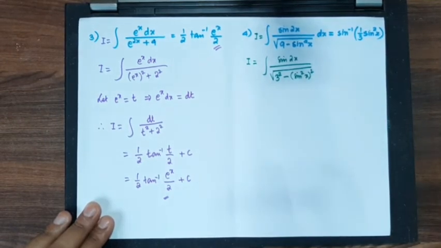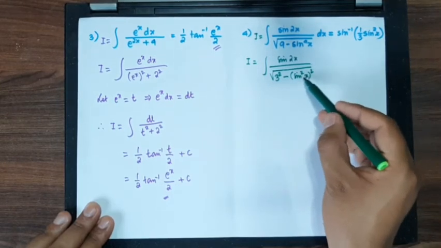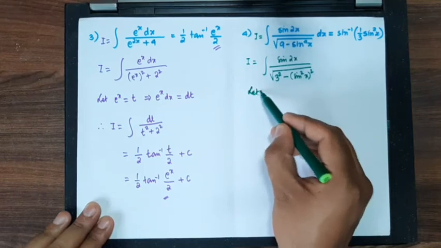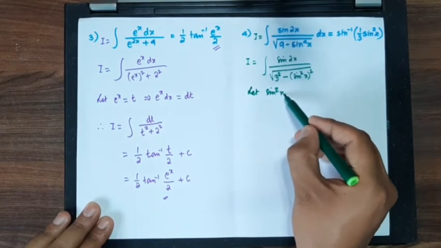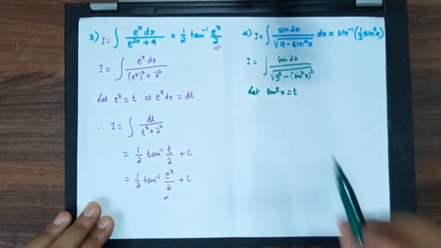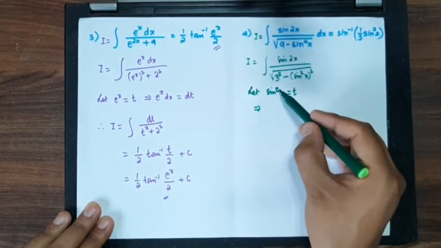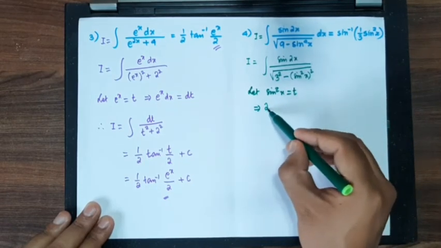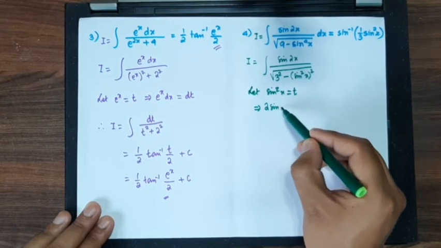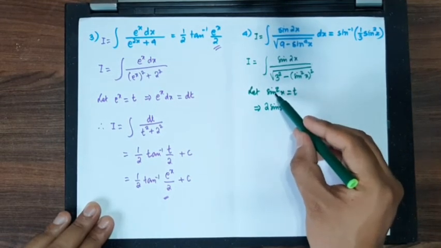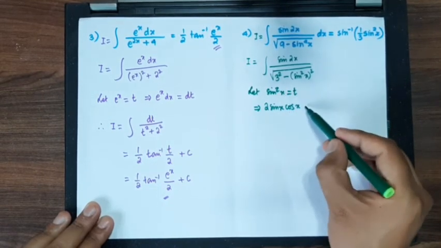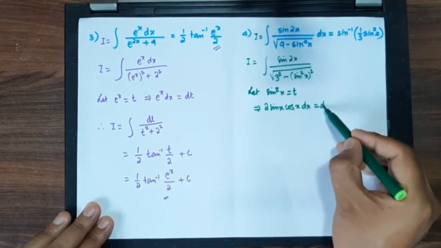So let me do one substitution here, as this has to be written in standard form. We already have a square minus, and this has to be x square. So let sine square x equal t. Now let us differentiate. First let us differentiate the square, so this becomes x square. The differentiation of x square will be 2x, and x is sine x. Now according to the chain rule we need to differentiate sine x also, so the differentiation of sine x will be cos x. And we will write dx as well, so this will be equal to dt.